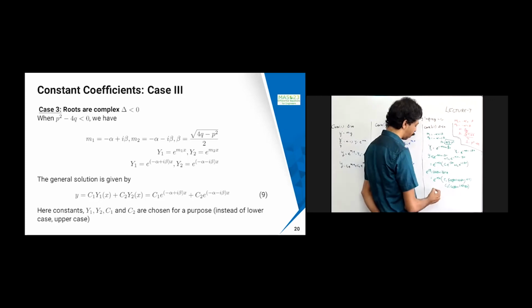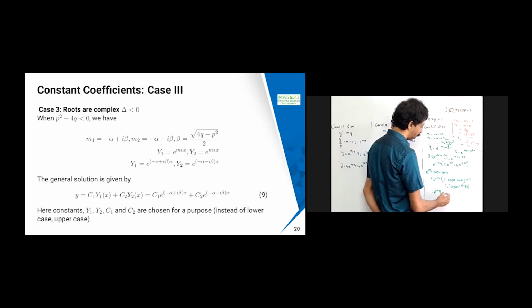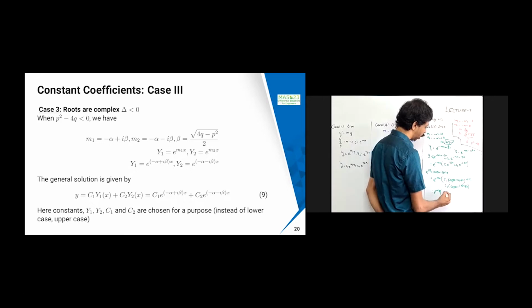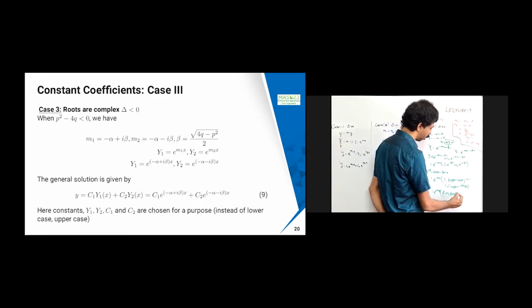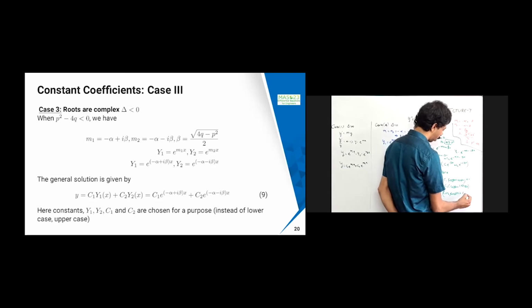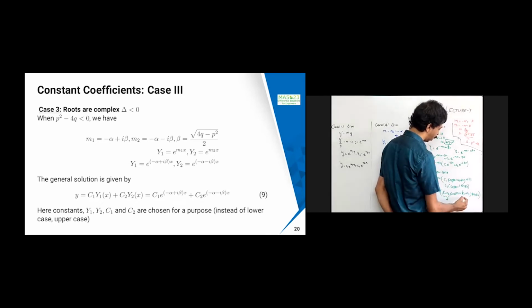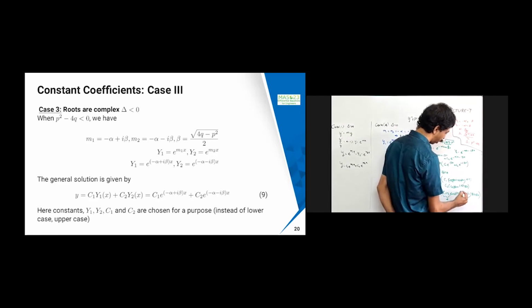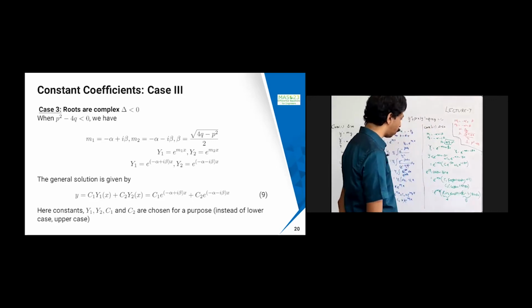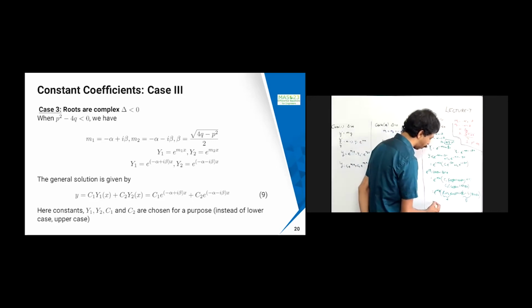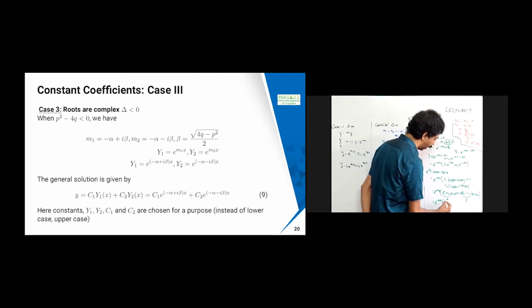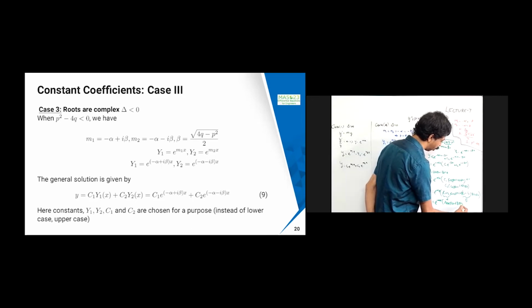Therefore, this is going to become e power minus alpha x into, I can take c1 plus c2 into cos beta x, plus i into c1 minus c2 into sin beta x. Let me call c1 plus c2 as A and let me call i into c1 minus c2 as B, since i is in both places so i is outside. So this is going to become e power minus alpha x into A cos beta x plus B sin beta x.